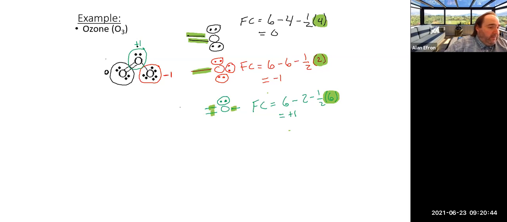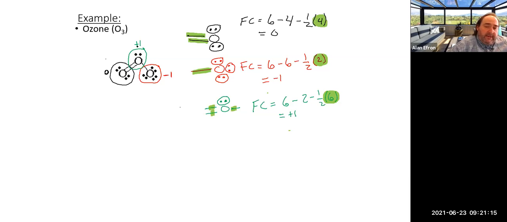Now, overall, when we look at ozone, it's neutral. So even though we have the oxygen on the right with a -1 charge, it is balanced out in this case by the oxygen in the center that has a +1 charge. So +1 and -1 gives you 0 overall. Obviously, the oxygen on the left is 0. So that's why when we add up these formal charges, they should equal the overall charge that we see in a particular compound, which in this case is 0 overall.